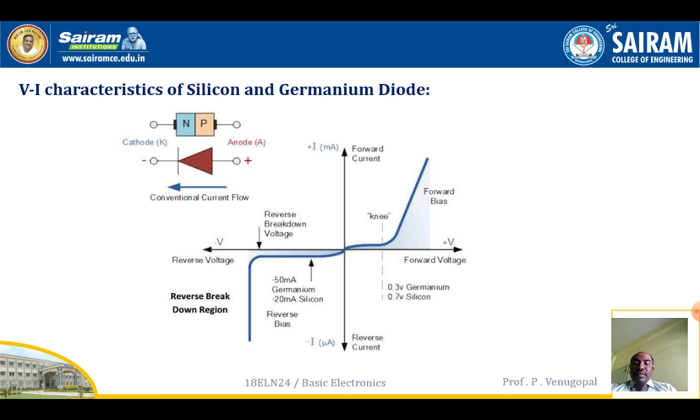Similarly, in the reverse characteristics, the reverse current remains constant up to the reverse breakdown voltage. Once the applied voltage crosses the reverse voltage, what happens? The current increases rapidly, so that the diode may get destroyed.